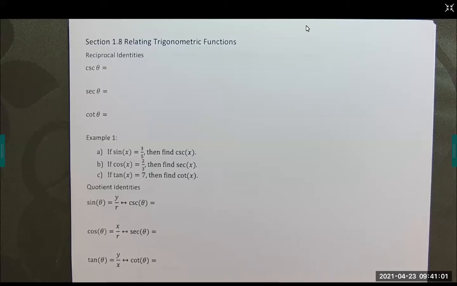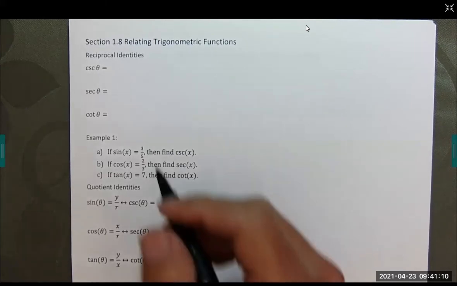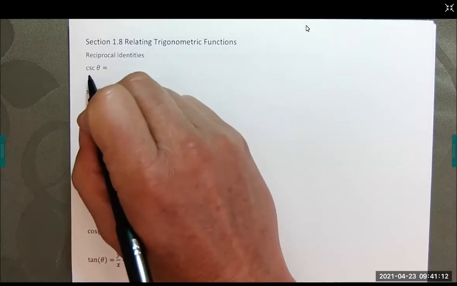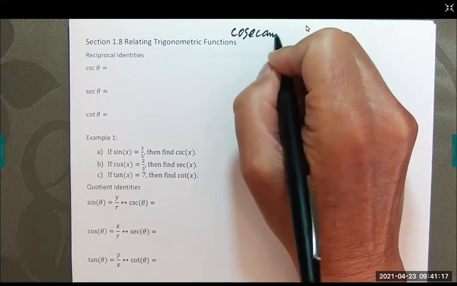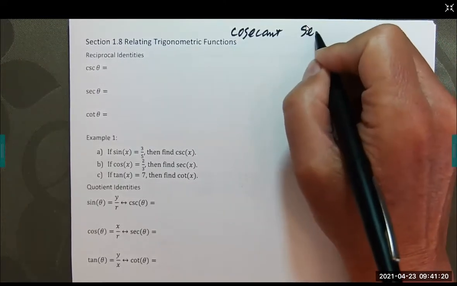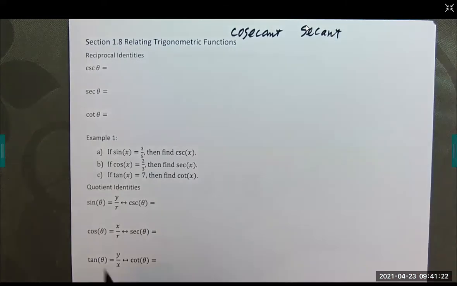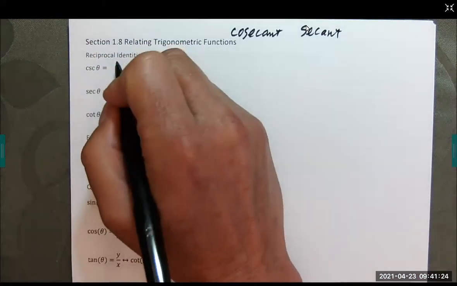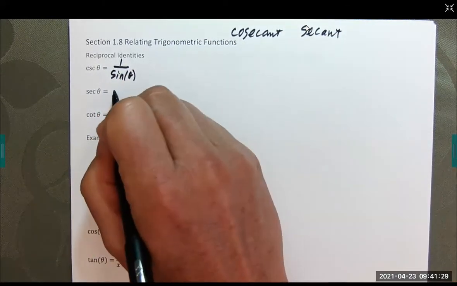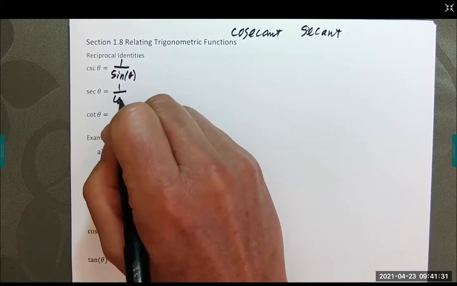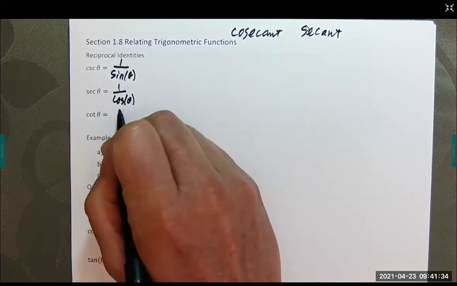Welcome to class, everybody. Here we're going to sort of summarize everything that we've learned in trigonometry so far in chapter 1. And we're going to learn some new identities. Our reciprocal identities: cosecant, and I want to write that out. Cosecant is there, and then secant. That's the way these are written out here, secant and cosecant. Cosecant is 1 over sine theta. Secant is 1 over cosine theta. And cotangent is 1 over tangent theta.